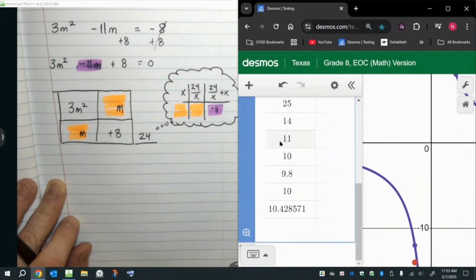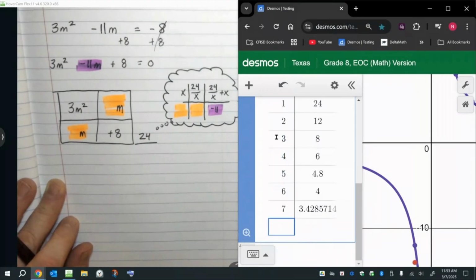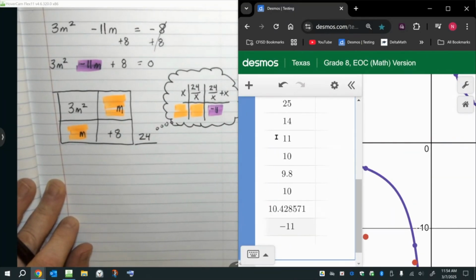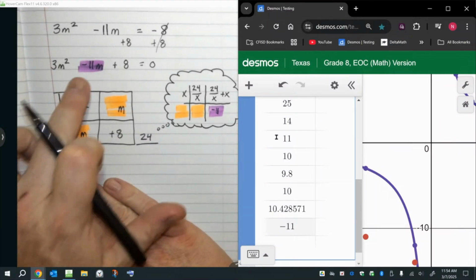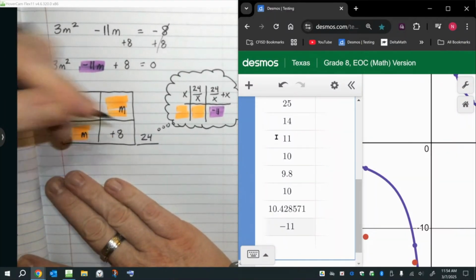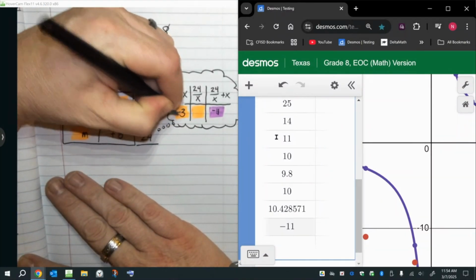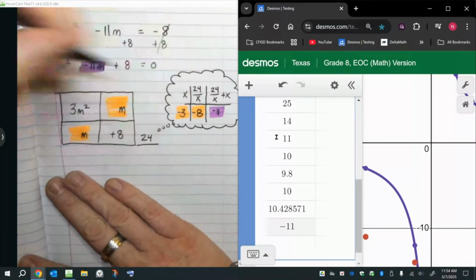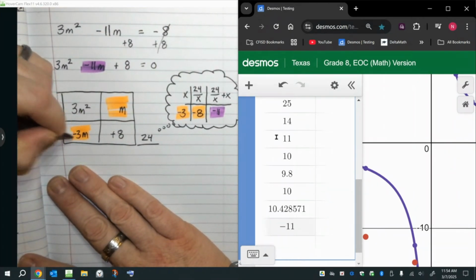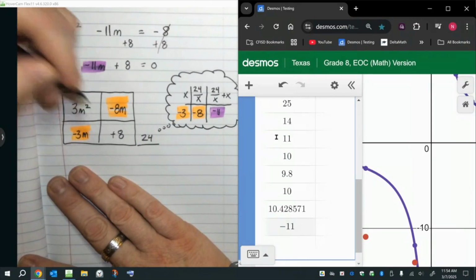find, oh, here's an 11. Well, what does that go with? 8 and 3. What about if I typed a negative 8? Does that go with negative 11? So sometimes it's hard to read that, but when you have a negative there, you need to know this is a negative and this is also a negative. So a negative 3, a negative 8.